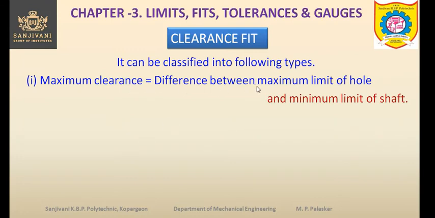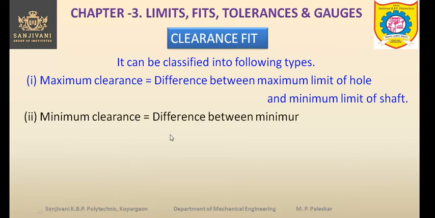Maximum clearance is the difference between the maximum limit of the hole and the minimum limit of the shaft. That means when the hole is at its maximum size and the shaft is at its minimum size, then of course the clearance will be maximum.